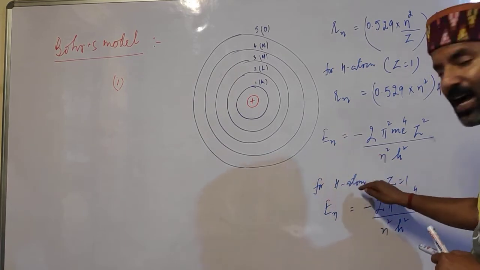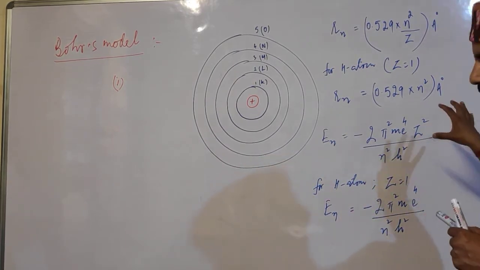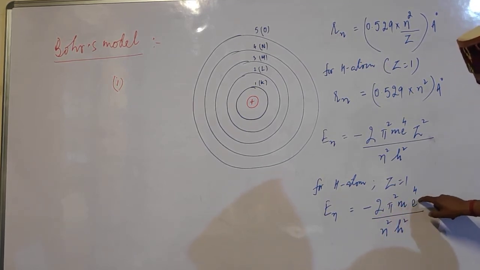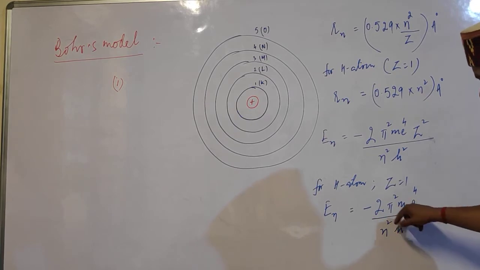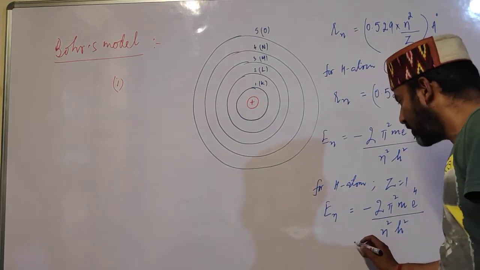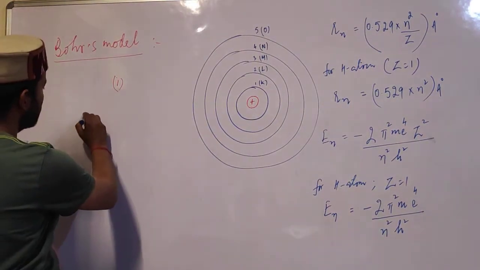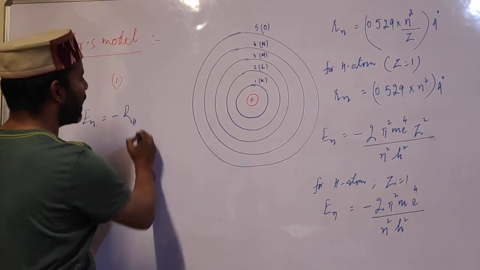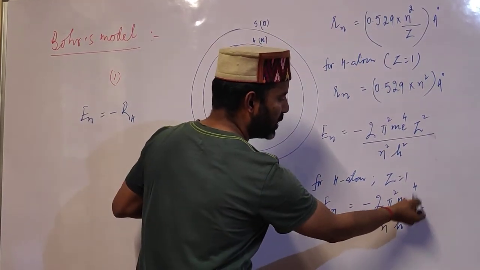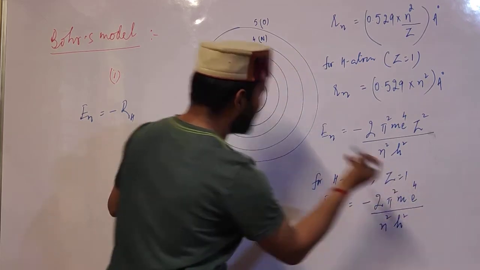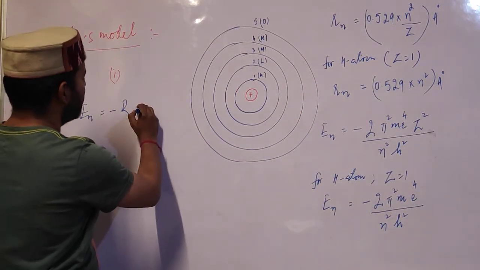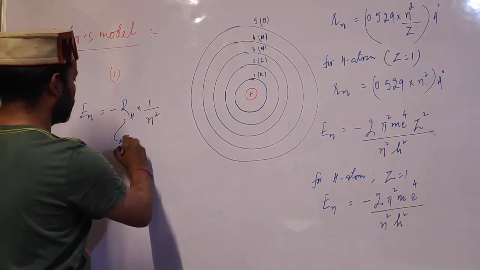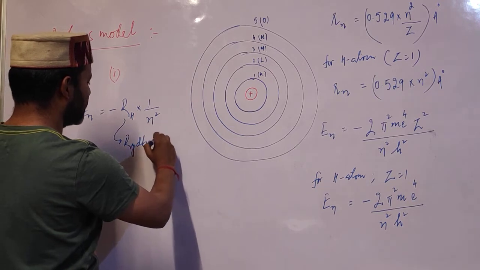For hydrogen-like ions, you have to put the value of Z accordingly. Now 2π², mass of electron, charge on electron and Planck's constant are all constants. So we simplify this result, that is the energy of the electron, as minus, and we write a constant RH for all these, 2π² m e⁴ upon h², times 1 upon n². So this is called Rydberg's constant. This is your Rydberg's constant.